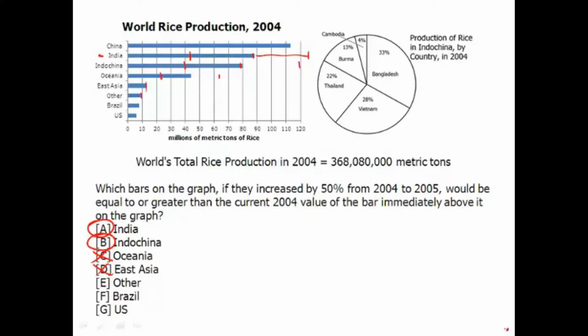Other, it's about 10,000. If we cut that in half, that's 5,000. Add that on, we get up to 15,000, which would be slightly higher than East Asia. So other does work. Brazil appears to be about 8,000. If we cut that in half, that's 4,000. Double it, that puts us about 12,000, which is higher than other. That works. US is about 6,000. Half of that is 3,000. Double that, that's around 9,000. That is just larger than Brazil, but that still does work. And so the answers here are A, B, E, F, and G.